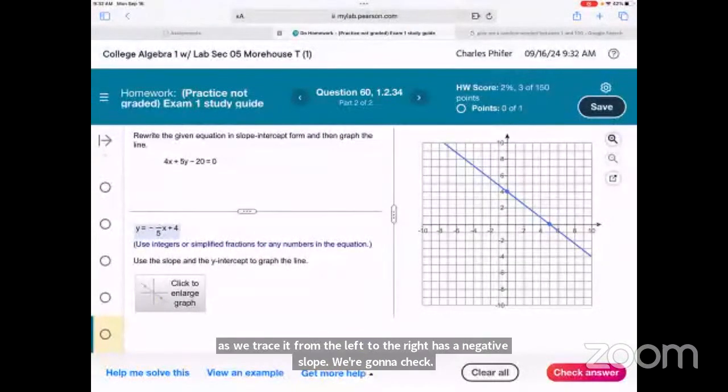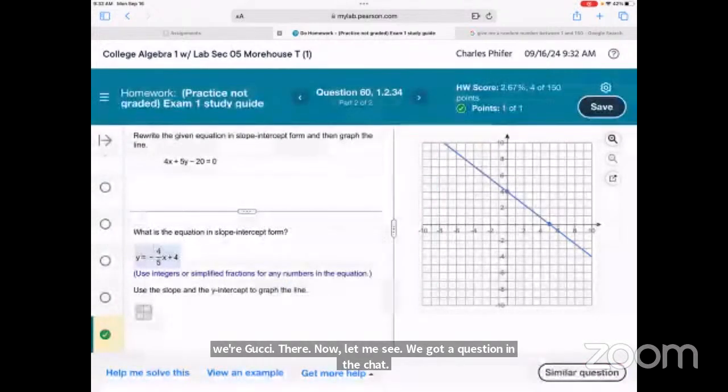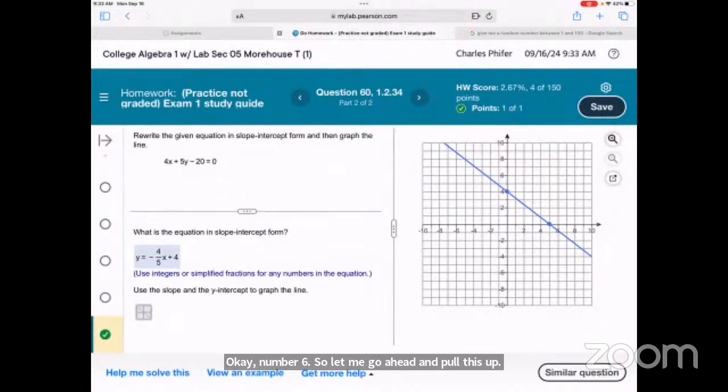Now, let me see. We got a question in the chat. Okay, number 6. So let me go ahead and pull this up. Let's see. I think it's here. There it is. I gotta disable that there as well. Let me open it.